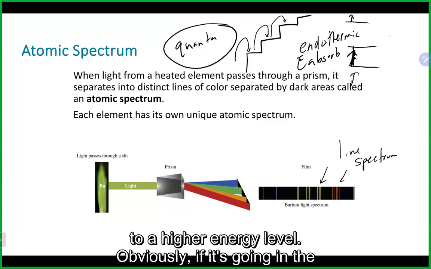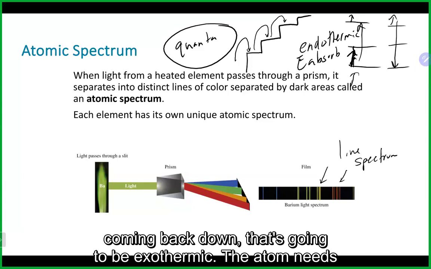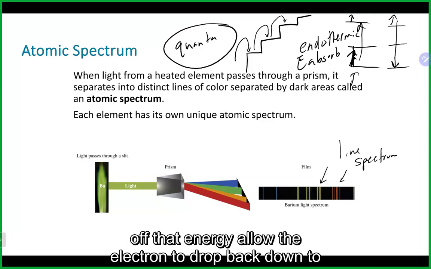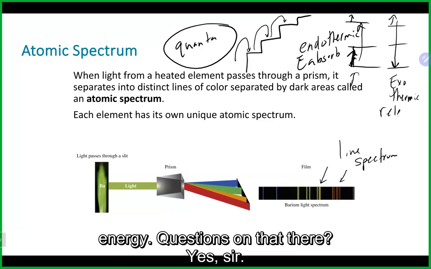Obviously, if it's going in the opposite way, if it's starting up high and coming back down, that's going to be exothermic. The atom needs to release that energy from that electron, and it's going to give off that energy to allow the electron to drop back down to the surrounding. So that would be exothermic. Going to release energy.